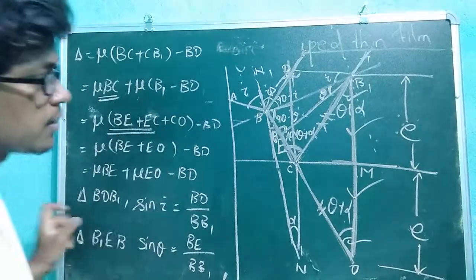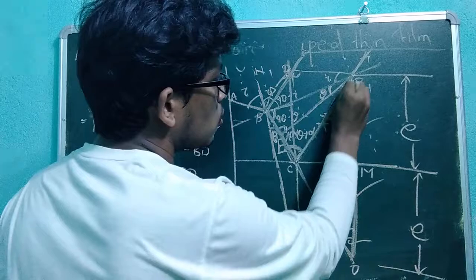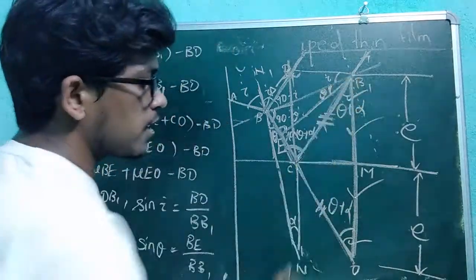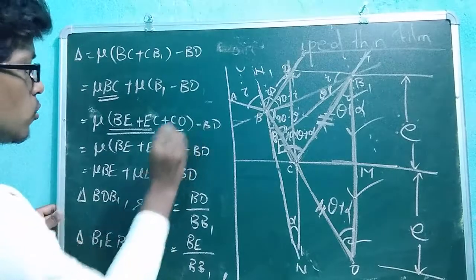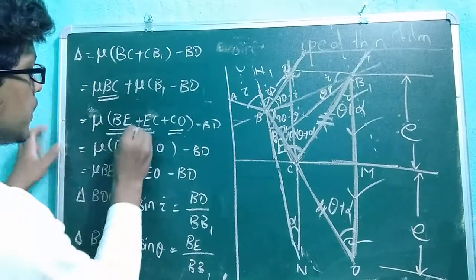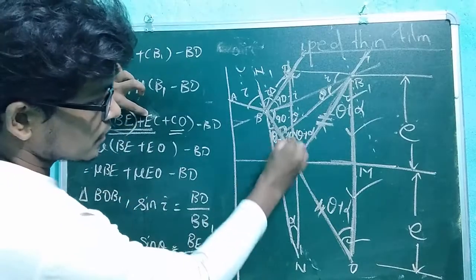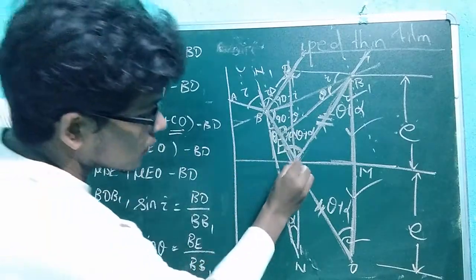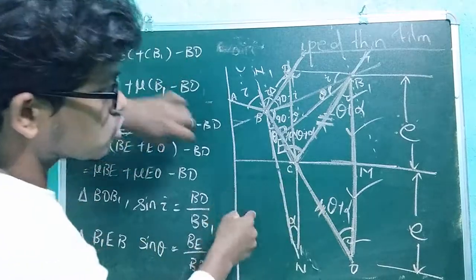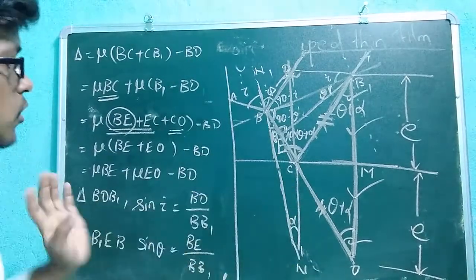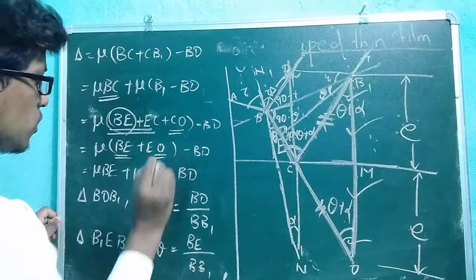Now CB1. What I told, this one will be equal to this one. So instead of CB1, I can write CO. That same thing I wrote here. Now what happened? BE remains as usual. Then this is EC and CO. This much plus this much, so it will be EO. See, EC plus CO total is EO. So this one you understood.